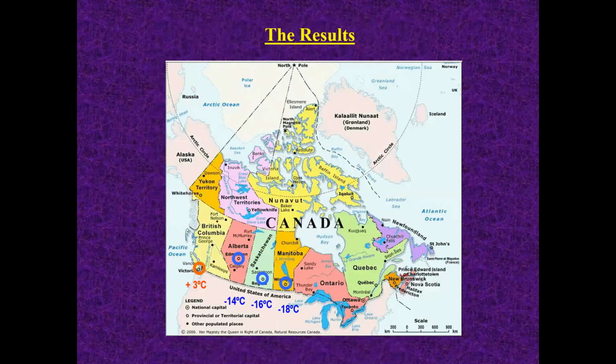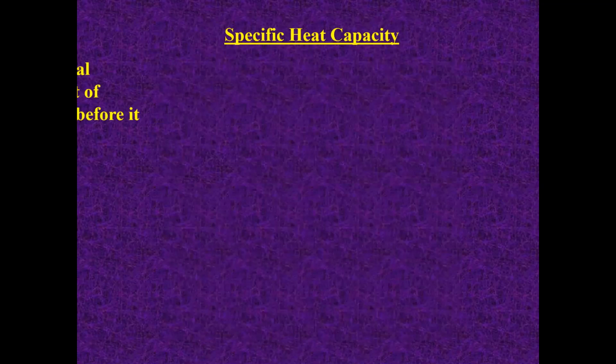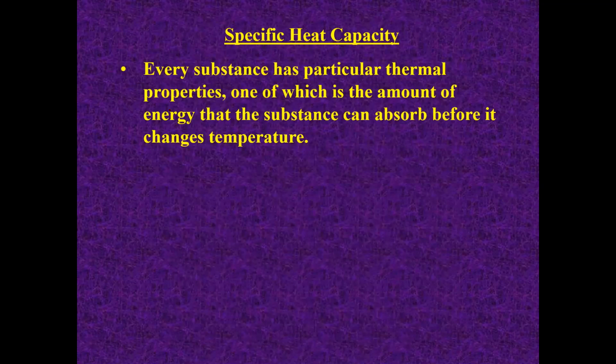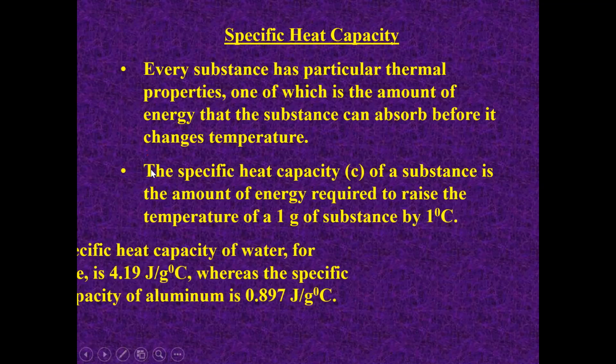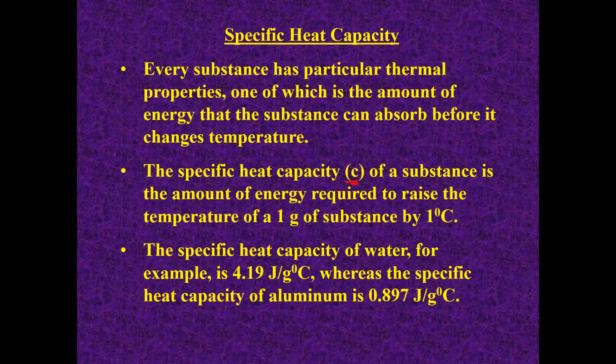So the results of these, big temperature changes. Why do we have such big temperature changes in the prairies and not on the coast? It's got to do with something called the specific heat capacity. Every substance has particular thermal properties, one of which is the amount of energy the substance can absorb before it changes temperature. Heat capacity of a substance is a symbol C, and this is an important definition, the amount of energy required to raise the temperature of a gram of substance by 1 degree Celsius.